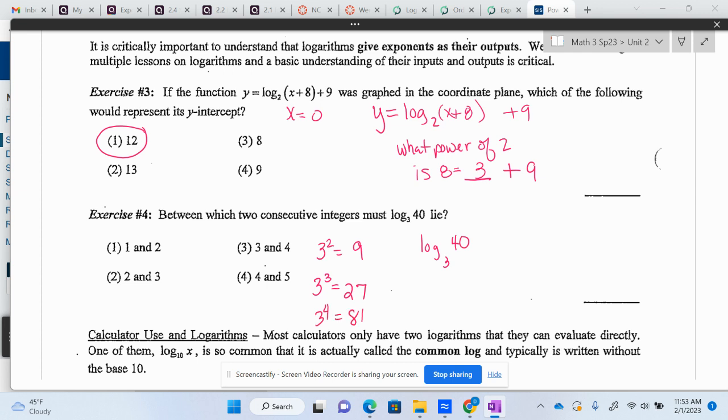It's 81. So remember that this means what power of 3 is equal to 40, right? Well, it's no specific power, but basically I'm asking you what 2 solutions to my exponent does 40 fall in between? Well, 40 falls in between 27 and 81, which is the power 3 and 4. Does that make sense? Okay.